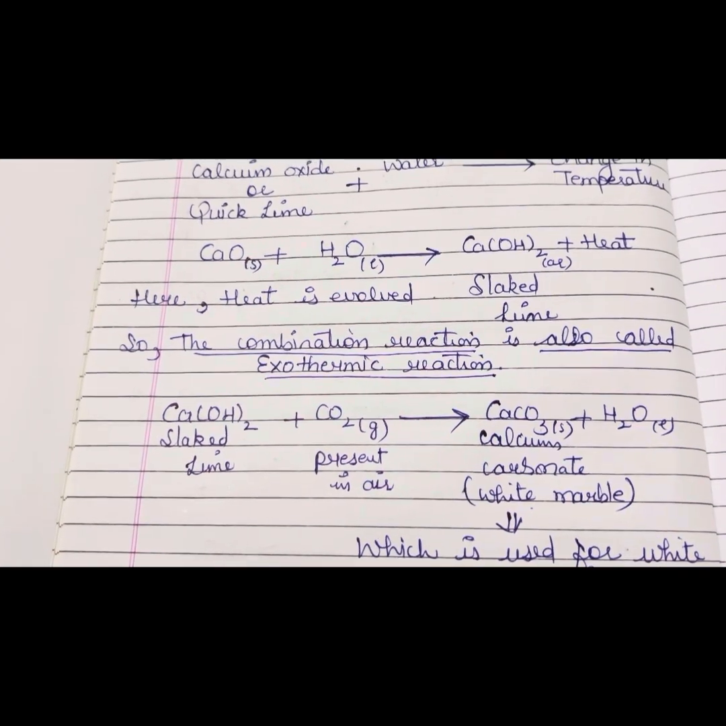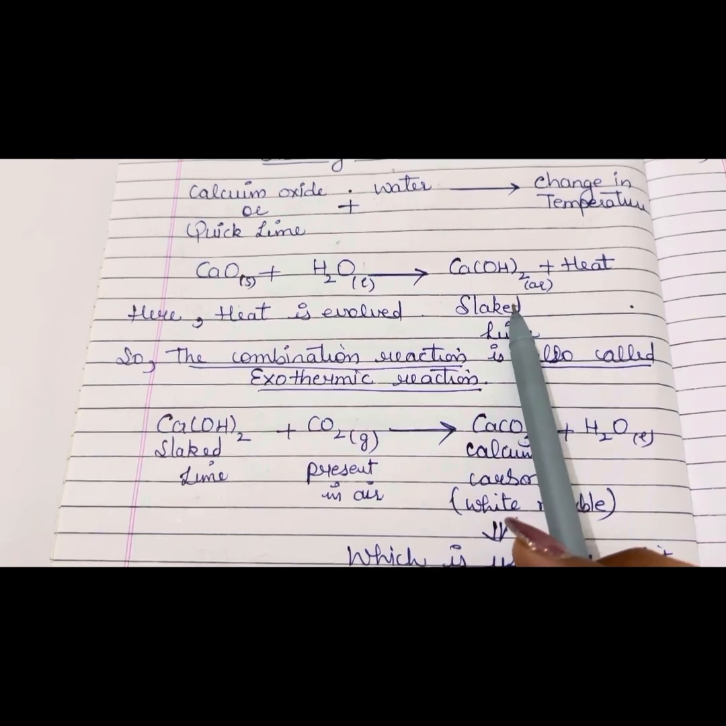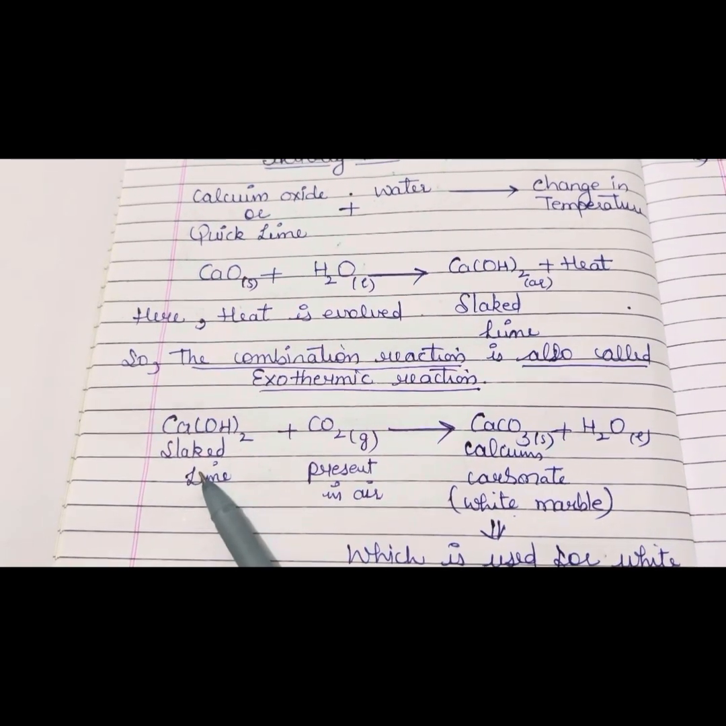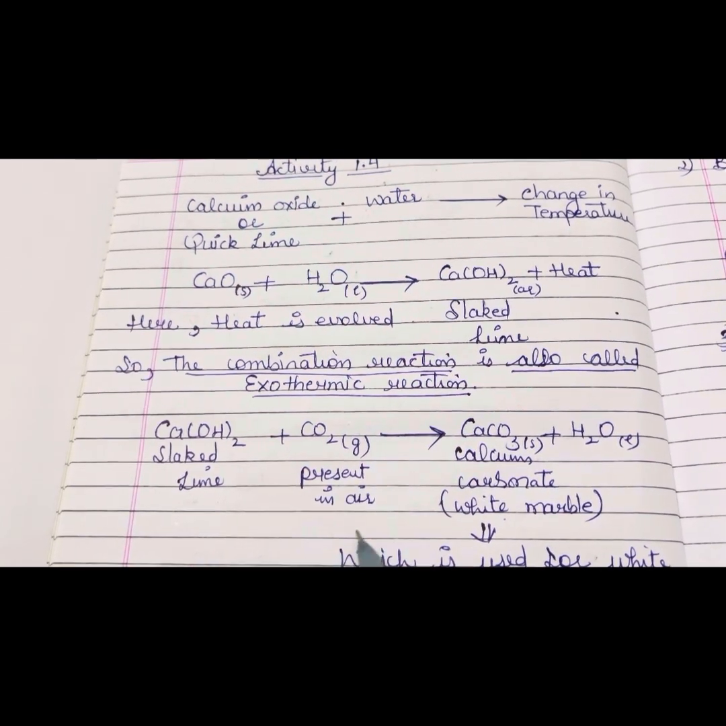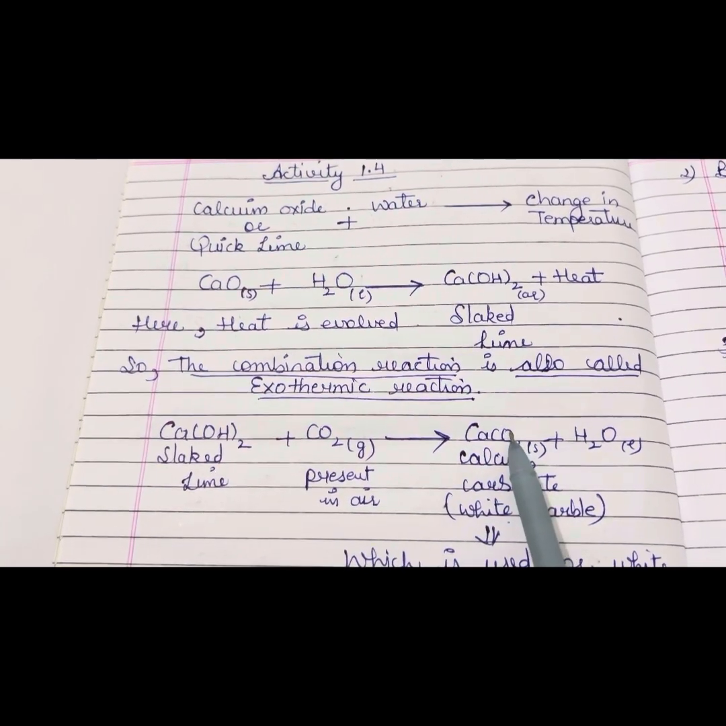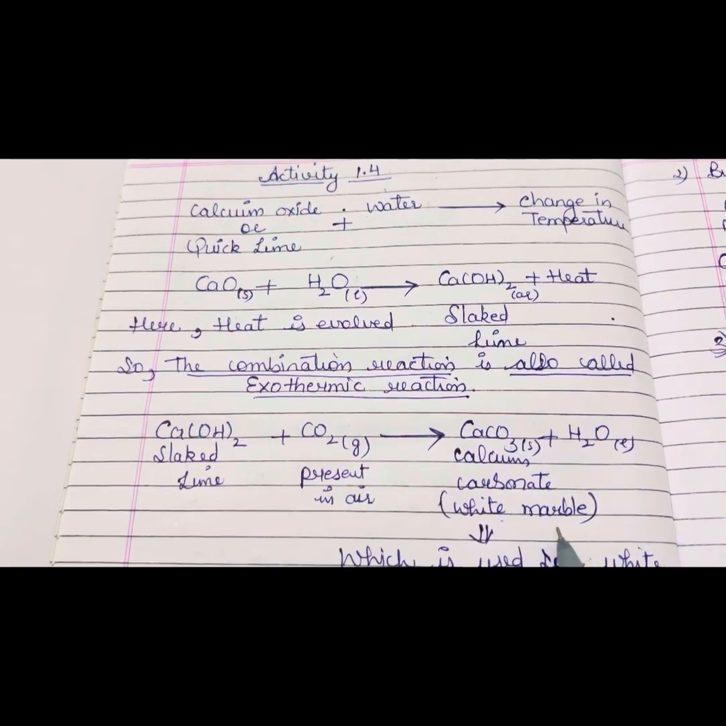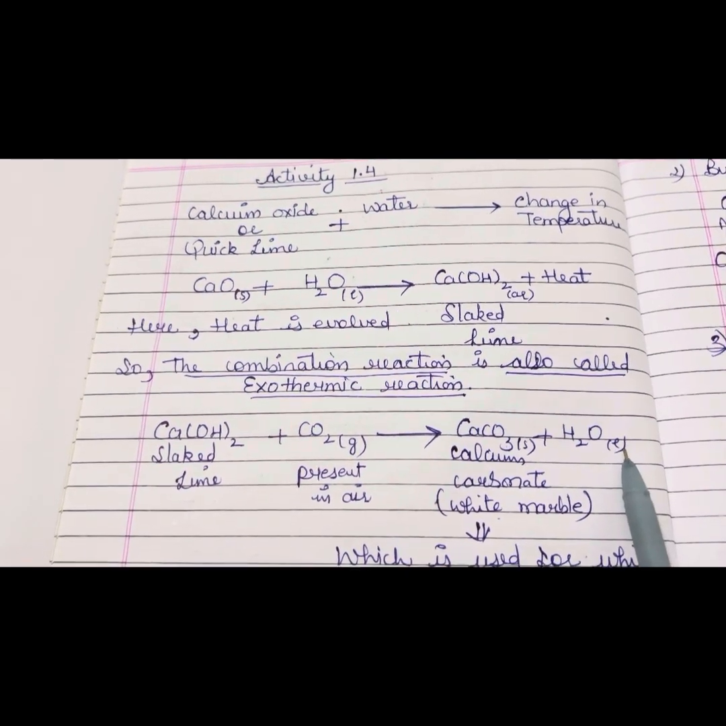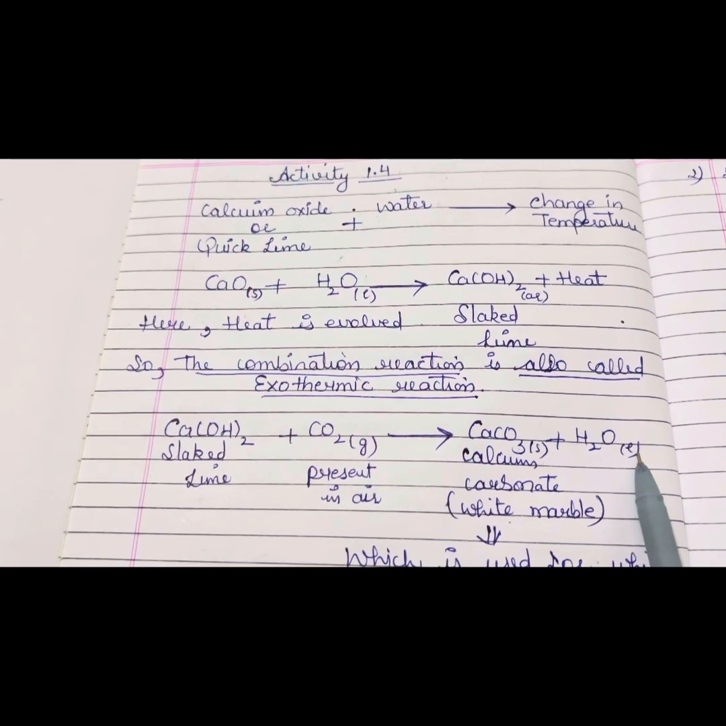You have seen that when calcium oxide reacts with water, it forms slaked lime, that is calcium hydroxide. Now this calcium hydroxide, when it reacts with carbon dioxide present in the atmosphere, forms a hard material known as calcium carbonate, which is white marble, and water is released. In this activity, you can take the example of whitewashing of the walls.